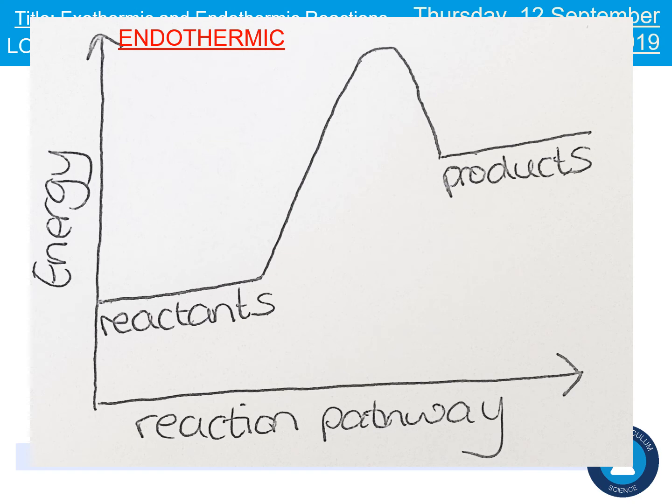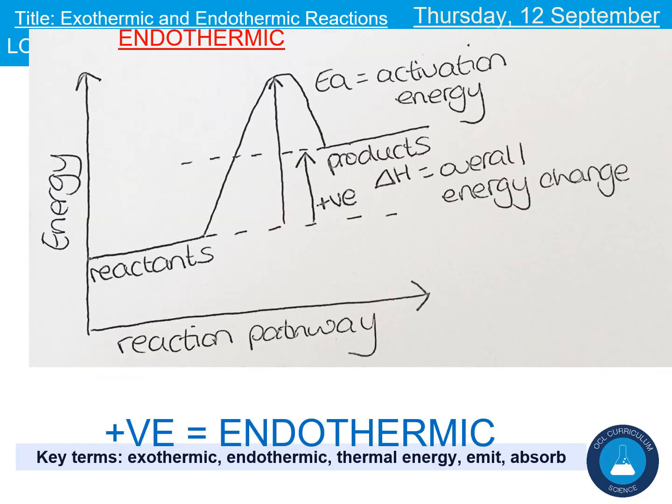So here we're going to draw an endothermic reaction profile. In this case, the amount of energy that is released by the products when the products are formed is less than the amount of energy that is absorbed by the reactants when bonds are broken. The products, in this case, have more energy than the reactants. This time, you'll notice in the endothermic reaction profile that the products have more energy, so they're higher up on the y-axis, than the reactants. So the overall energy change in an endothermic reaction is positive.